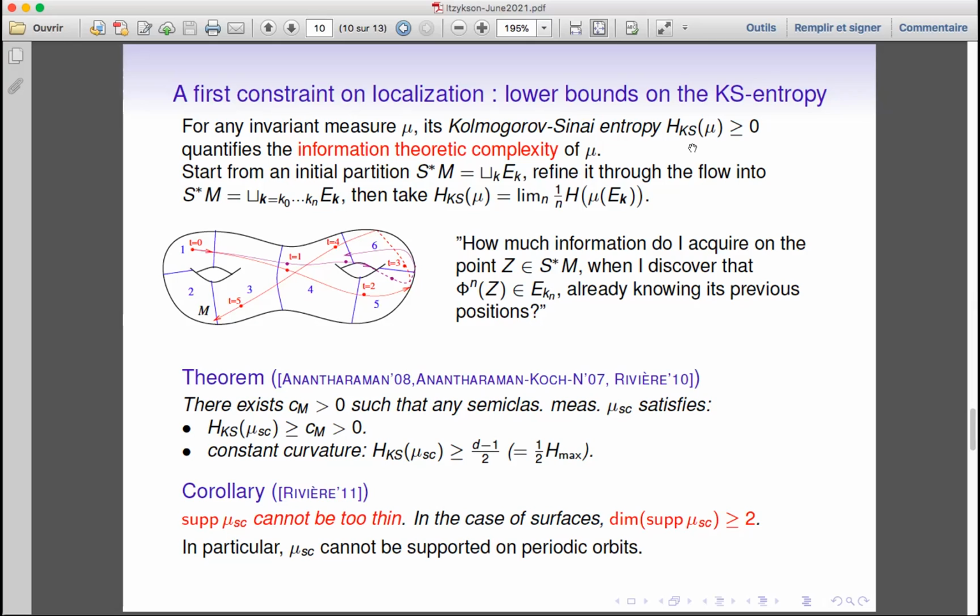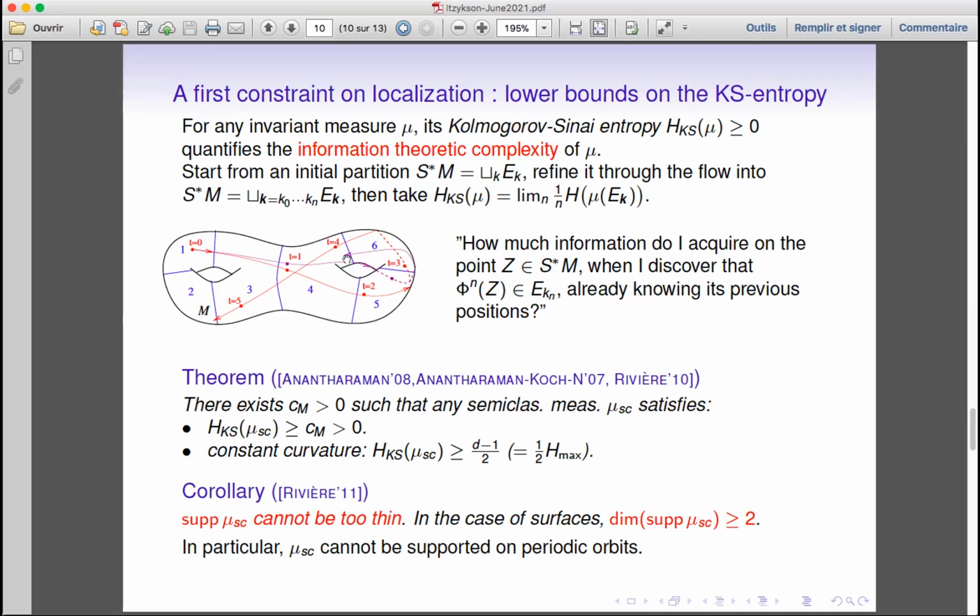So Kolmogorov-Sinai entropy is a non-negative number, which somehow measures the complexity, in the sense of information theory, of some invariant measure. To do it, you have to start from a partition. You have to partition the phase space, actually not just the manifold, but the phase space.